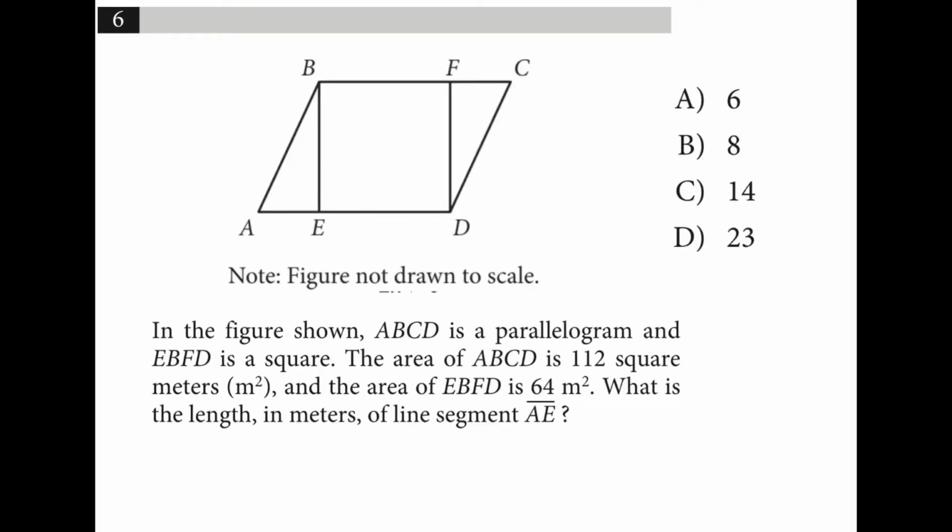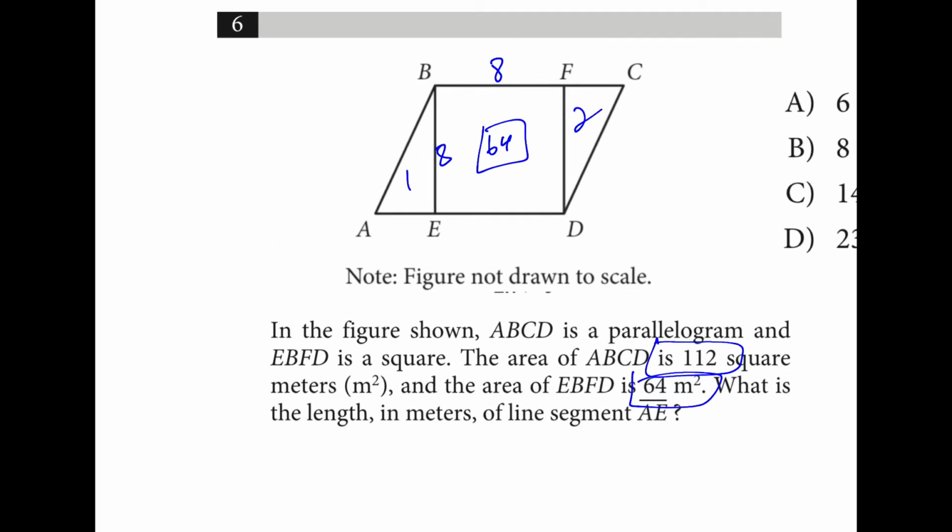So the area of the entire parallelogram is 112, and the area of the square is 64. So if this area is 64, then the dimensions are 8 and 8. And I can think of this as the area of the square plus the area of these two regions is going to equal 112, and those two regions are going to be equal. So to find out one of them, I take 112 minus 64 divided by 2. And this turns out to be 24.